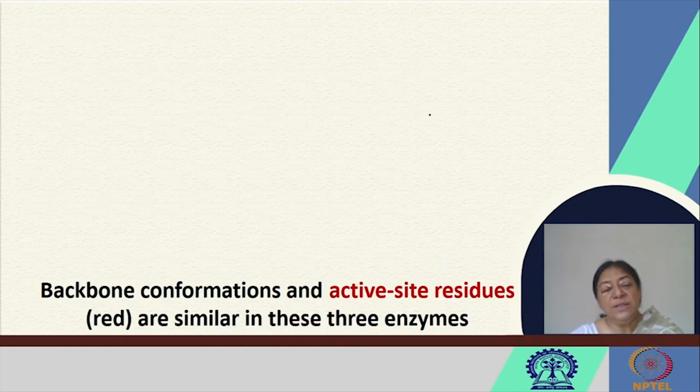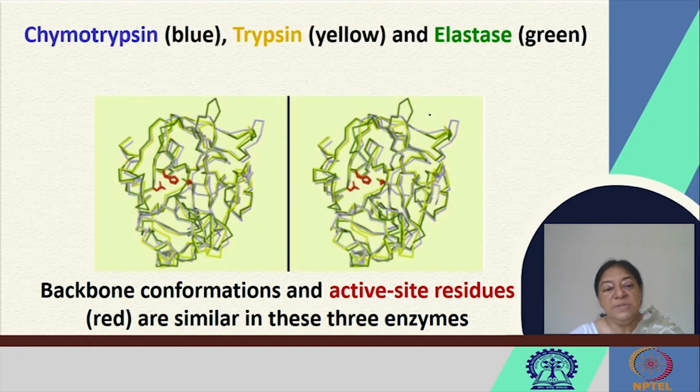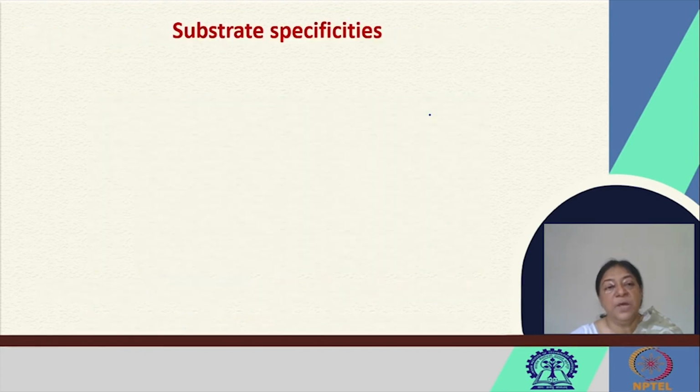So if we look at the backbone conformations and the active site residues of these three enzymes, we will see chymotrypsin is shown in blue, trypsin in yellow, and elastase in green, and the active site residues in red. As we can see, the disposition of the active site residues is the same. This is because their functionality is the same in the cleavage of the peptide bond.